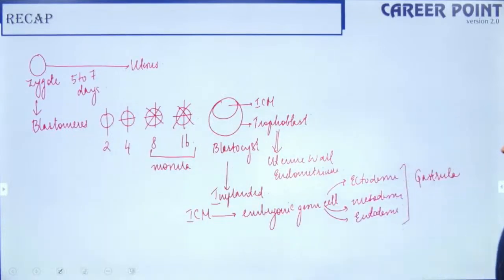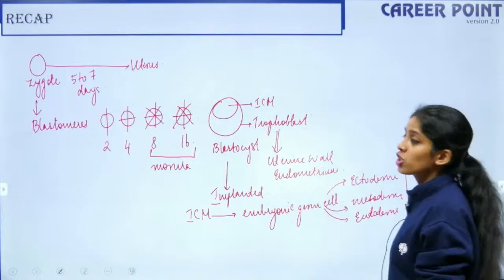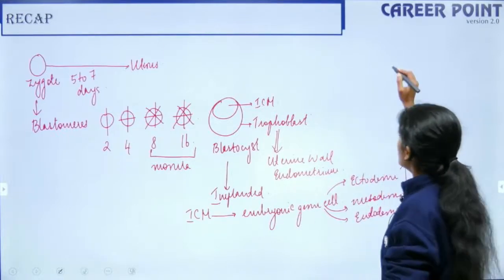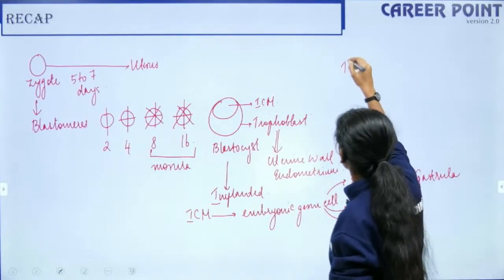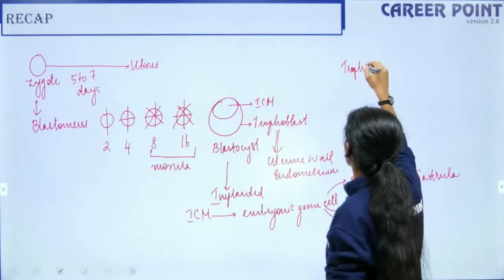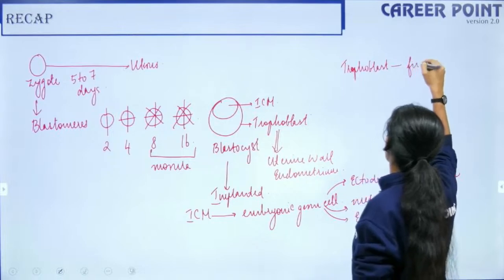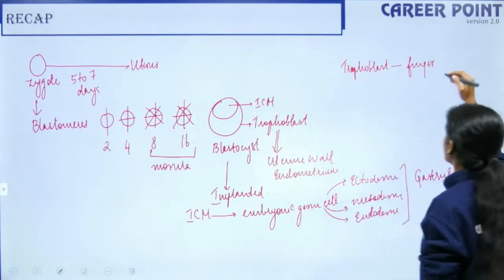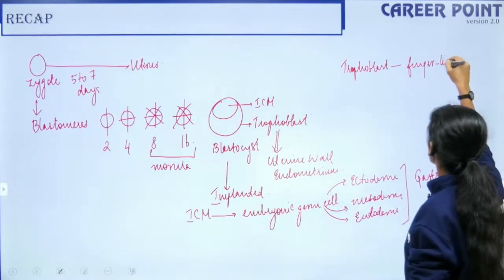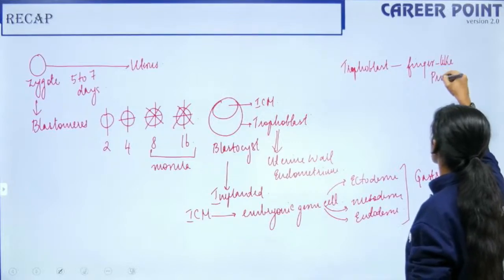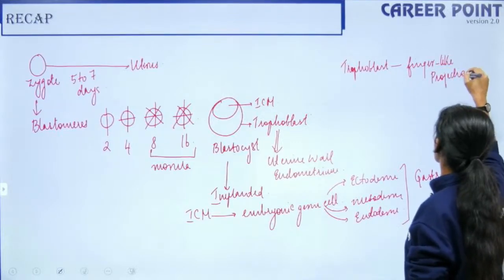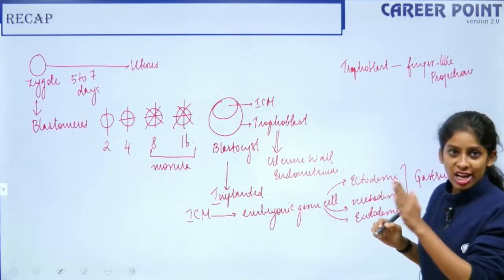Fine. So till this it's clear. So once it has got implanted, right? So your trophoblast leads to the formation of finger-like projections around the implanted embryo. It forms finger-like projections on the place of attachment.